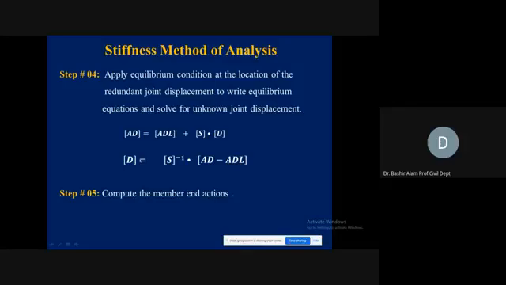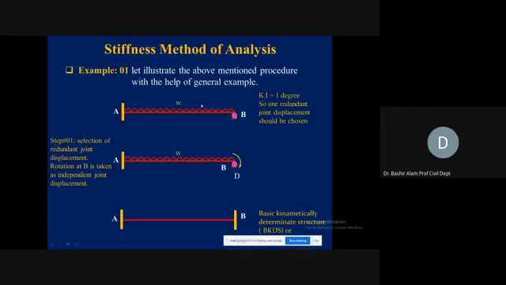After this, we have the standard procedure of finding the member end actions. For the member end actions, we will again have AM is equal to AML plus AMD times D. That is the standard equation we used to have in the flexibility method, AM was equal to AML plus AMR times AR, but here it will be a bit different.